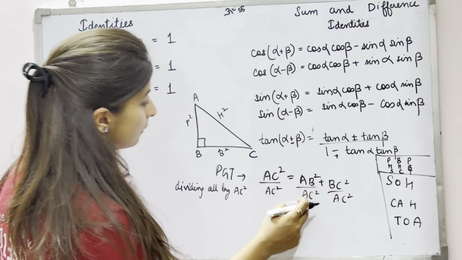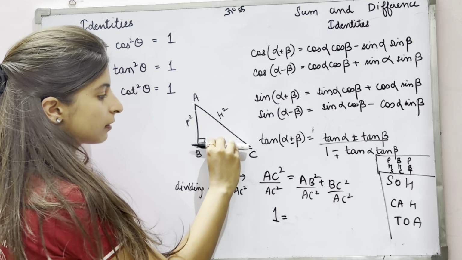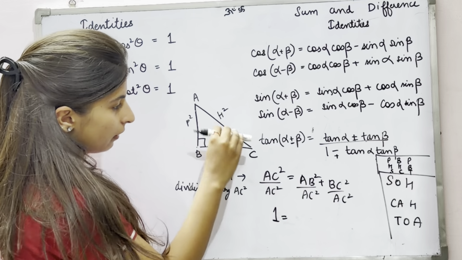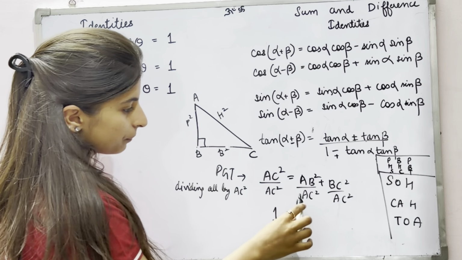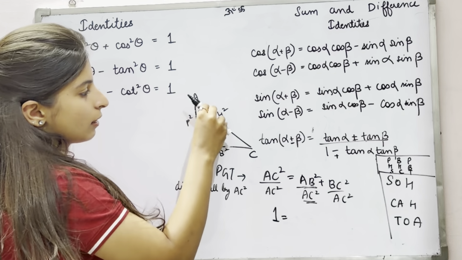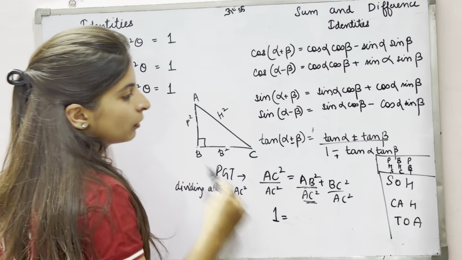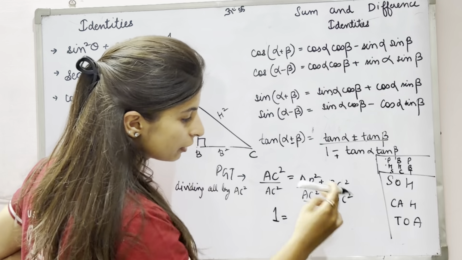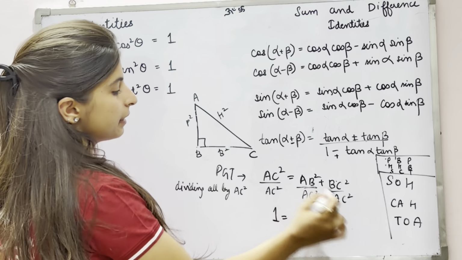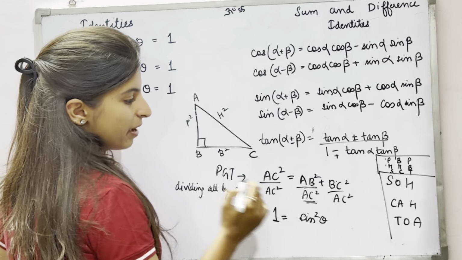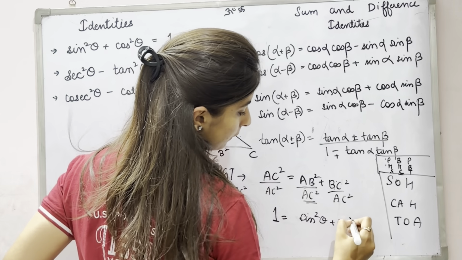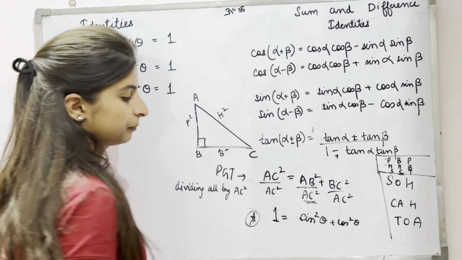Now, AB upon AC. What is AB? This is AC, P and B. AB square upon AC square is perpendicular square upon hypotenuse square. Perpendicular upon hypotenuse is sine, so this is sine square theta. BC and AC: BC is the base upon hypotenuse. This is your cos square. This proves your first identity.